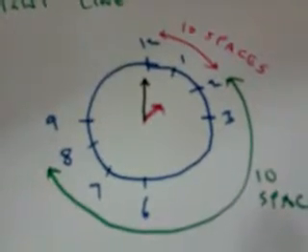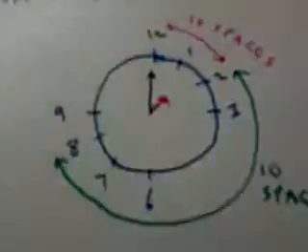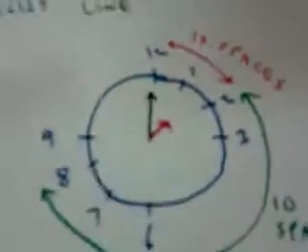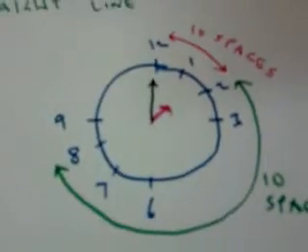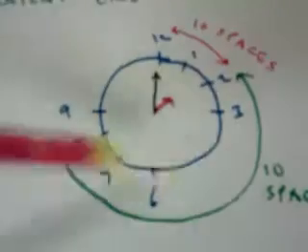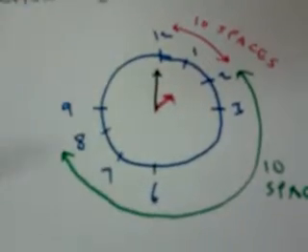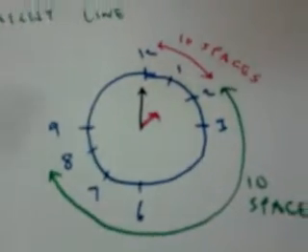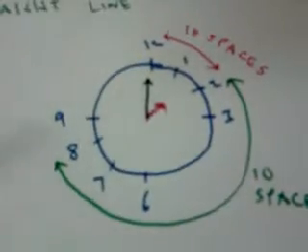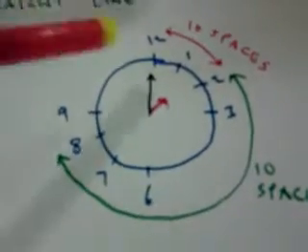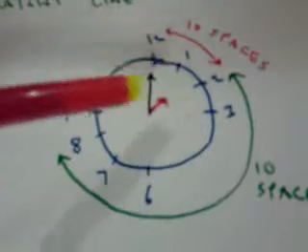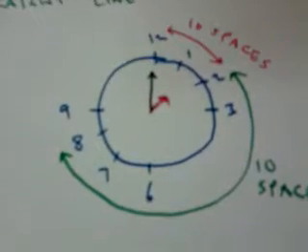At 2 o'clock, this is the position of the clock. Hour hand is at 2, minute hand is at 12. Now, we can divide the dial of the clock into 60 spaces. For convenience, we are calling them 60 spaces. So, the difference in the minute hand and hour hand is of 10 spaces.